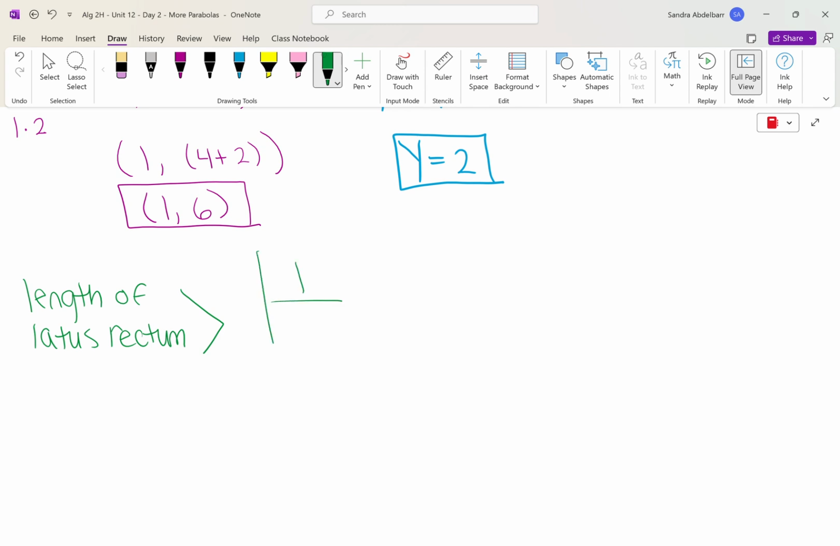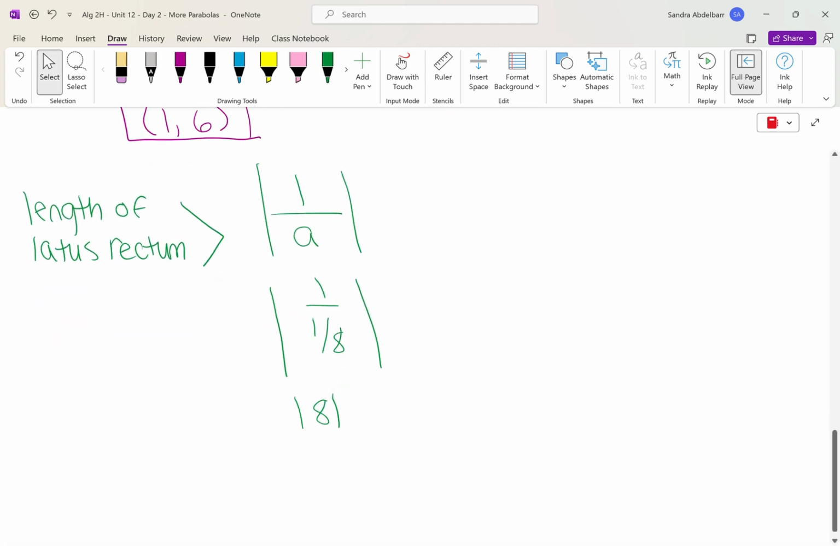So that's going to be the absolute value of 1 over a. Well, that's going to be the absolute value of 1 over 1/8. Well, what's 1 divided by 1/8? 8, exactly. So I have the absolute value of 8, which is 8.